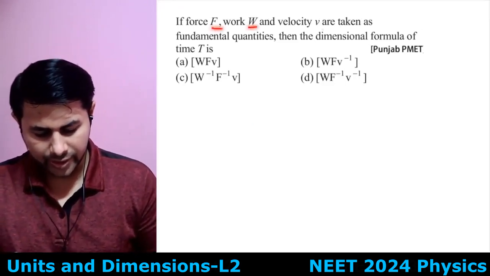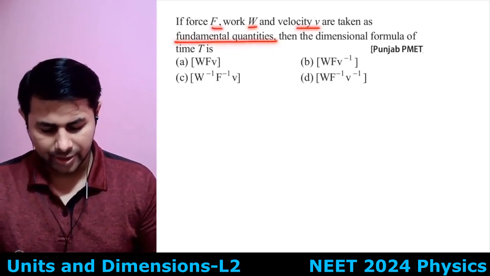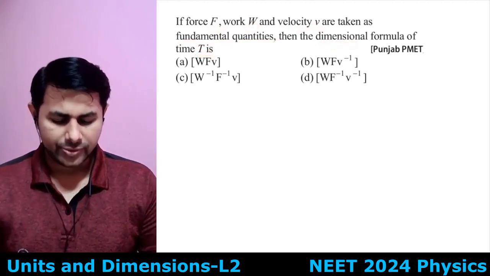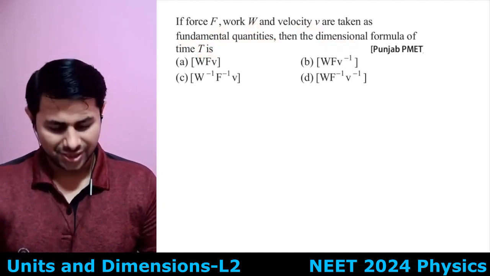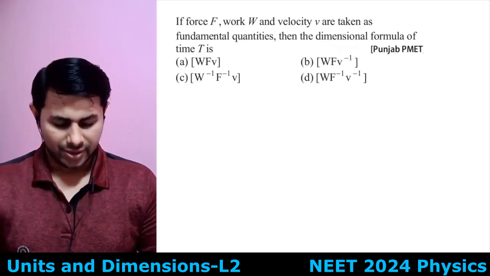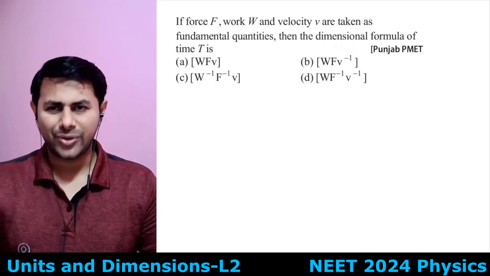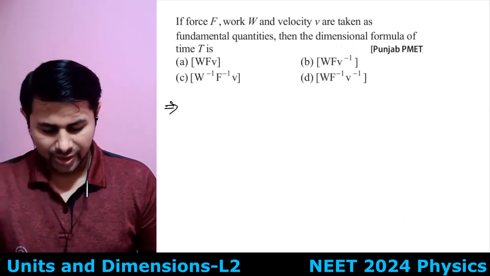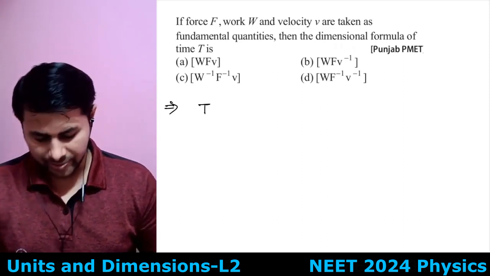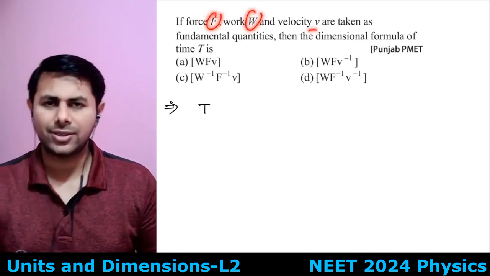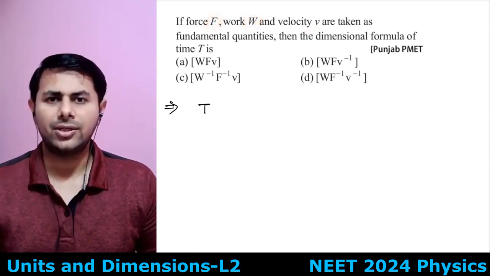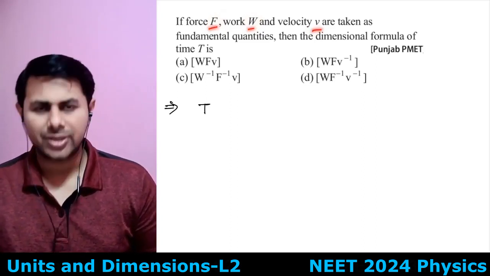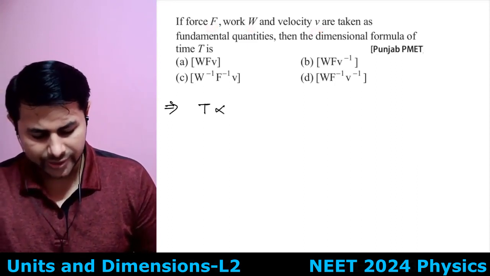If force, work and velocity are taken as fundamental quantities, then the dimensional formula for time is. So now force, work and velocity are taken as fundamental quantities and we want dimensional formula for time. So now there is one way to solve this, which is the way we discussed. Let's solve it that way first. So I want time and my fundamental quantities are force, work and velocity. So it's given in the question that time depends on these three quantities. It depends on the force, it depends on work, it depends on velocity. But I don't know to what powers does it depend.